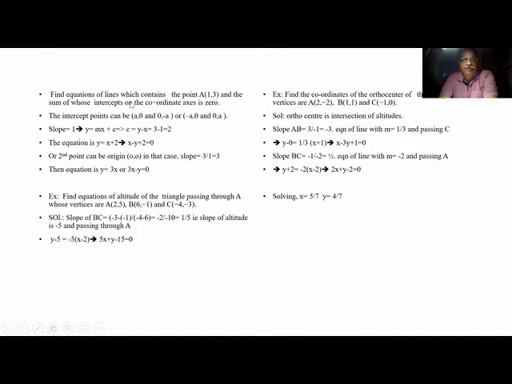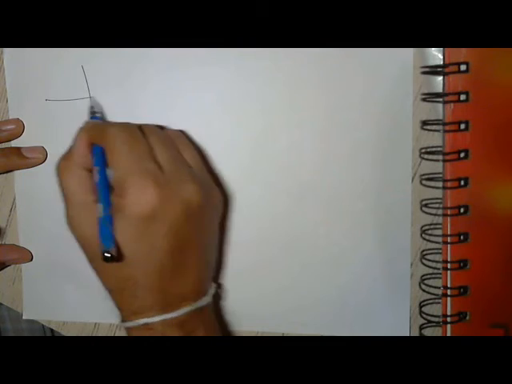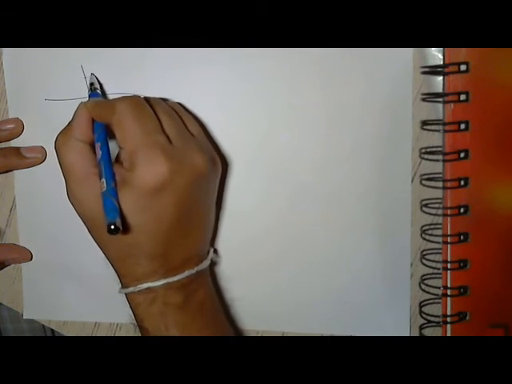Find the equation of lines which contain this point and the sum of whose intercepts on the coordinate axes is 0. Which contains 1, 3 and the sum of whose intercepts on the coordinate axes is 0. So 1, 3. Let us see this. What is 1, 3? This is 1, this is 3.